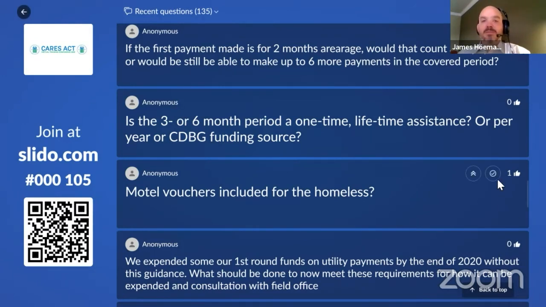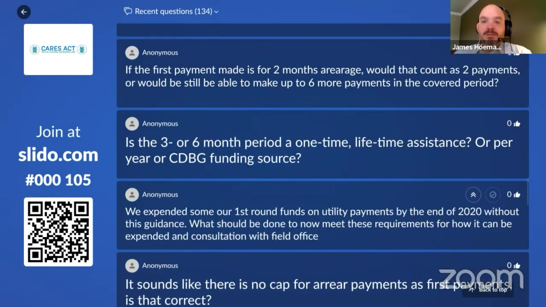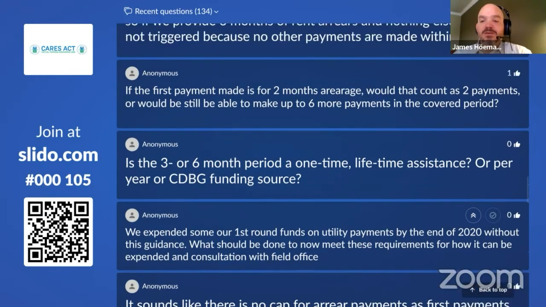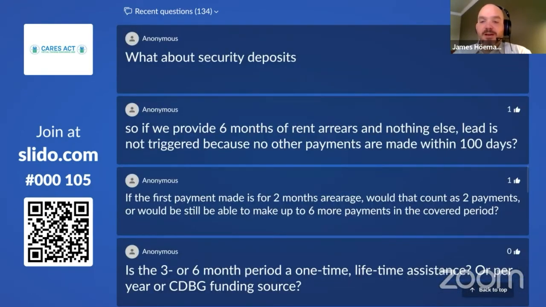on behalf of the homeless person. Is the 3 or 6 month period a one-time, lifetime assistance, or per year of CDBG funding source? As we lean back on that regulation, it's a series of payments. If you get into a position where you're paying year after year after year, it's starting to look like a rental assistance program, which we are not. Now, if you were to go several years and then assist the person again, I want to encourage you to talk to your field office about whether or not they're eligible. Again, with public services, we're looking at new or increased service. If you're assisting the same individual over and over again, you're actually doing a rental assistance program. You're not doing emergency payments.